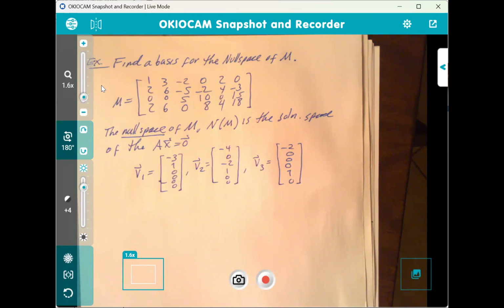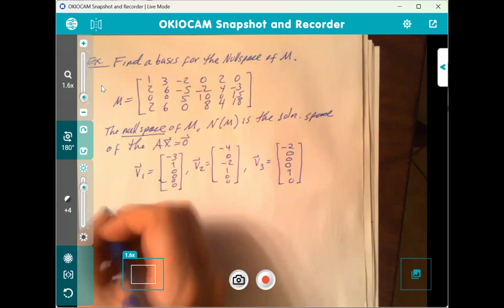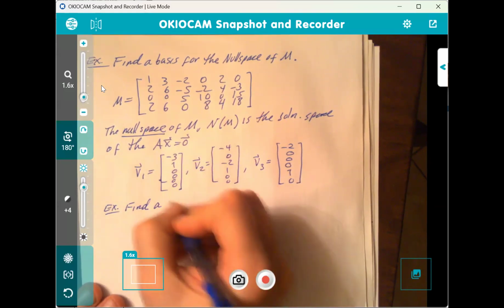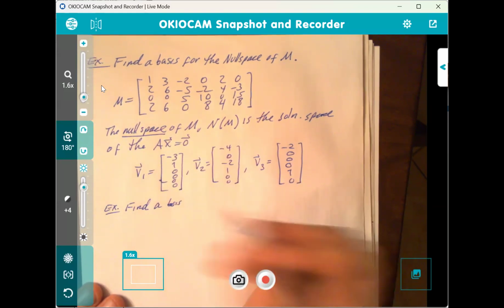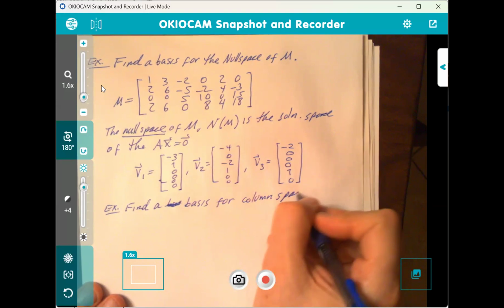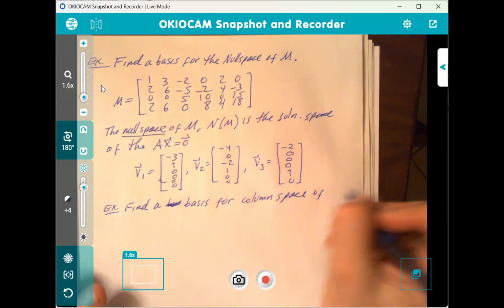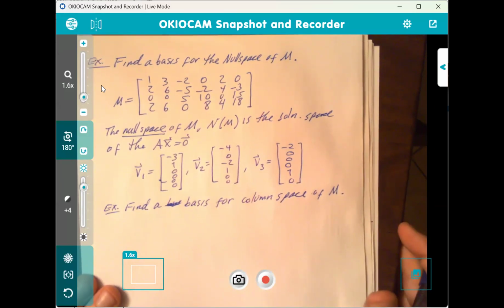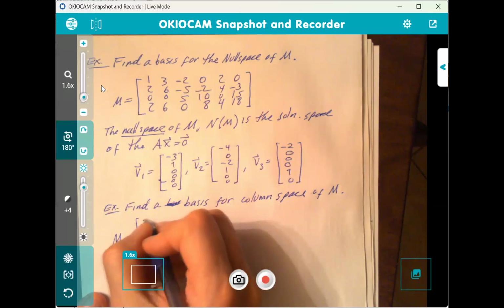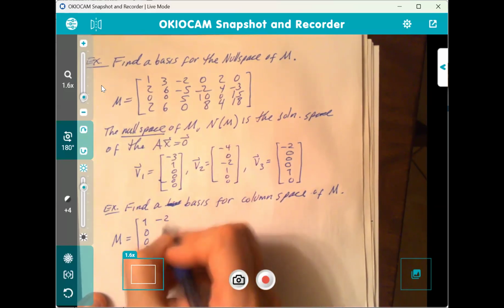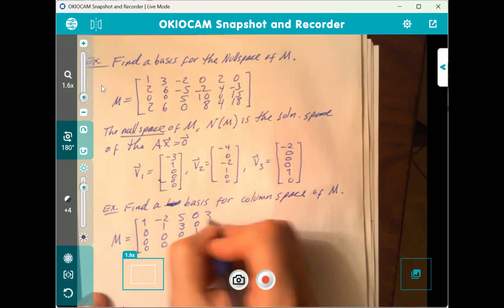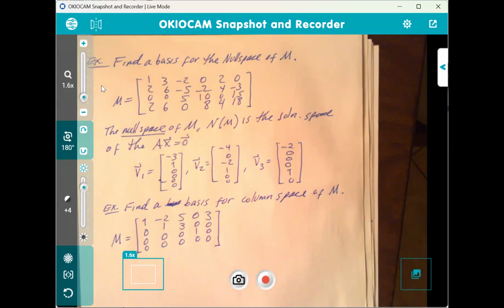Okay. Now, for this next one, let's say our next example is this. Find a basis for column space of matrix M. So suppose this is now my matrix M, which is in echelon form. Okay, so it's going to be 1, 0, 0, -2, 1, 0, 0, 5, 3, 0, 0, 0, 0, 1, 0, 3, 0, 0, 0. So suppose this is a matrix that's in echelon form.